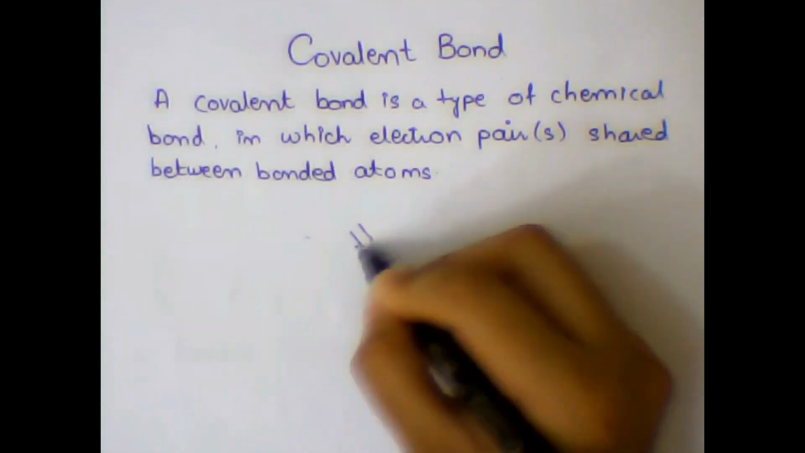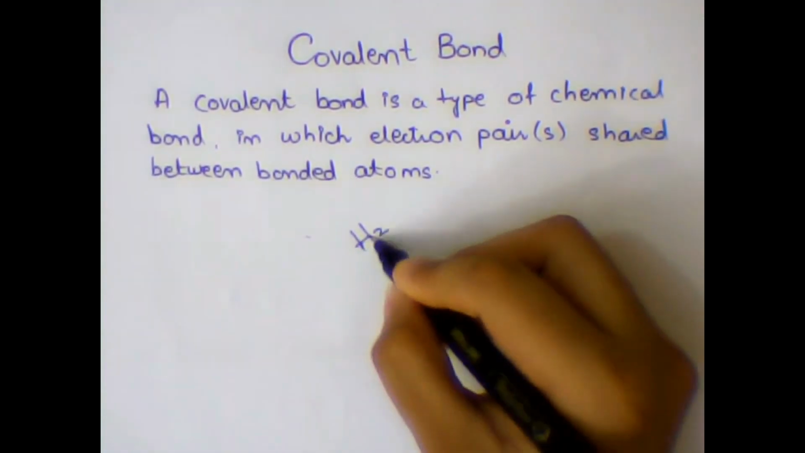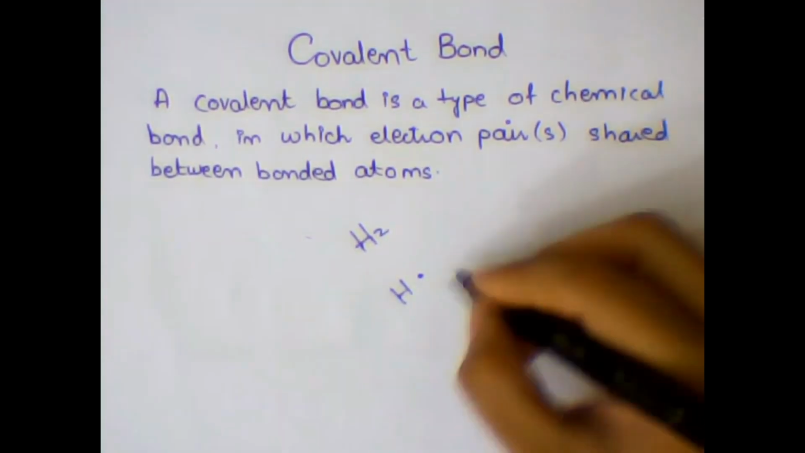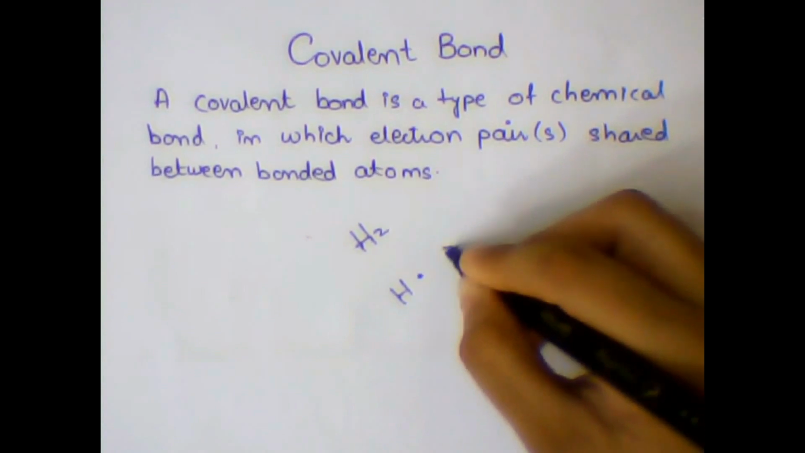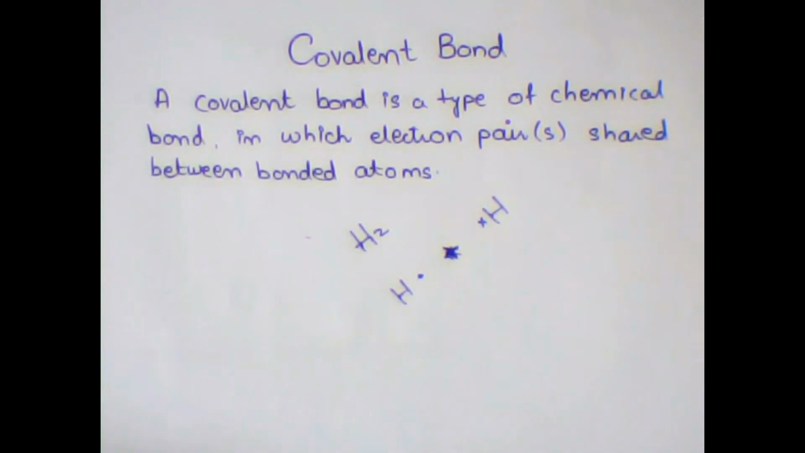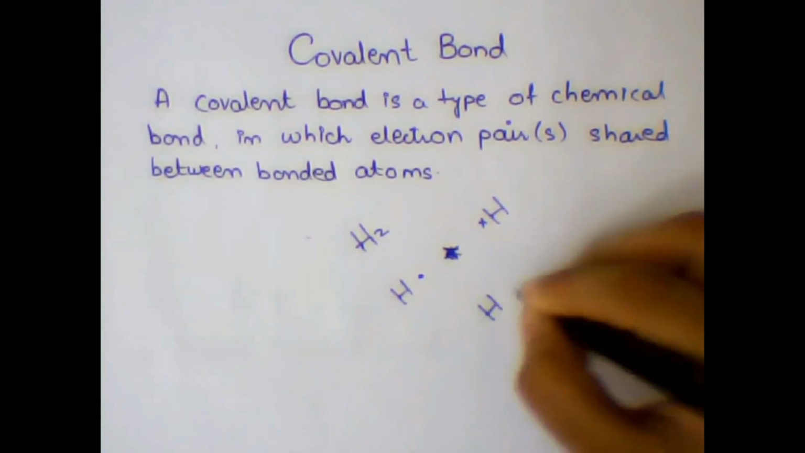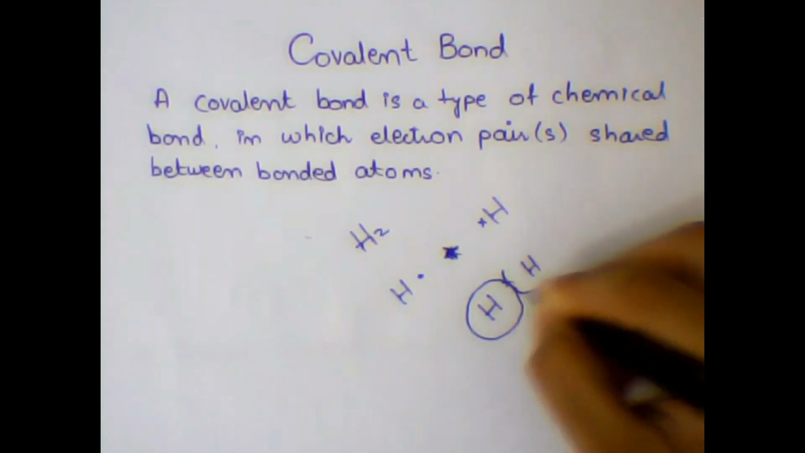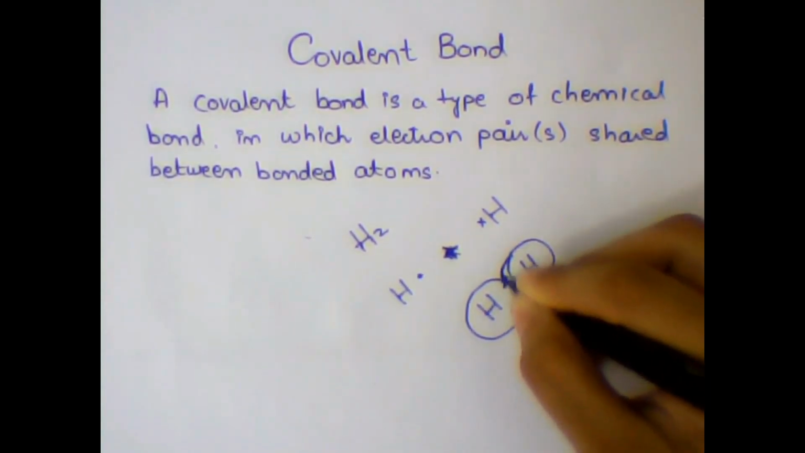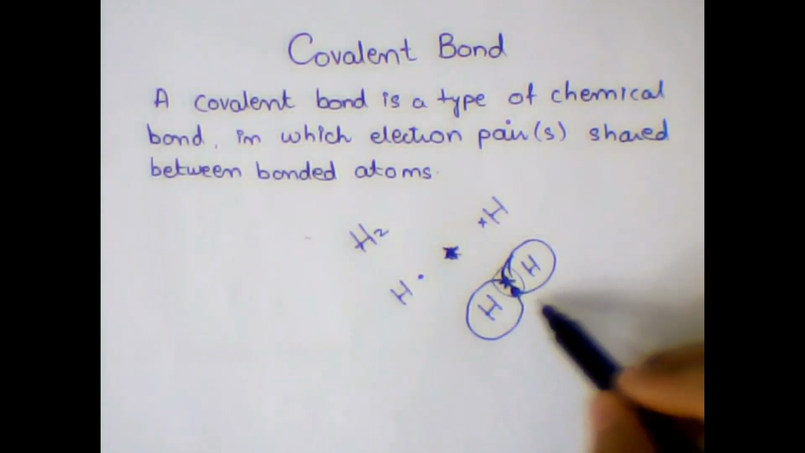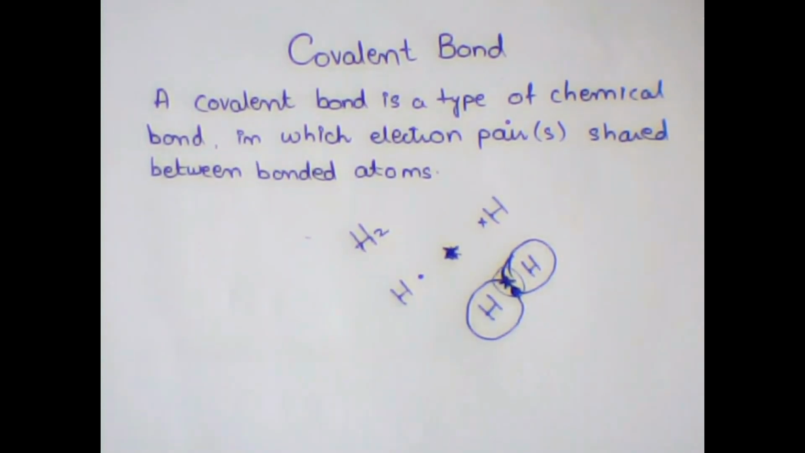For instance, let's take hydrogen molecule. Again, hydrogen has 1 electron in its outermost shell, valence electron, and this hydrogen has also, this is plus sign, also 1 electron in its outermost shell. Now when these two hydrogens interact with each other, they share their 1 electron, and each hydrogen gains stability. This is the outermost shell. Now this electron pair is being shared between both hydrogen atoms, and as a result, both completed their outermost shell and gained stability.